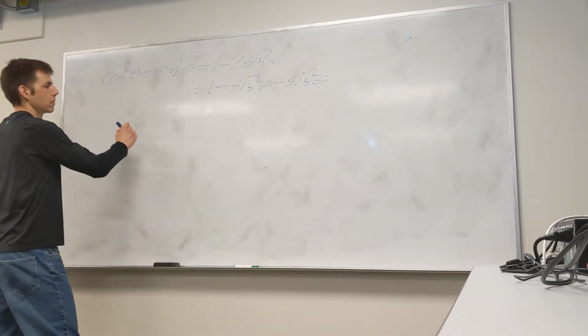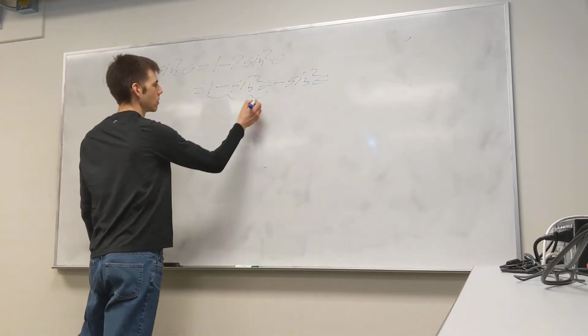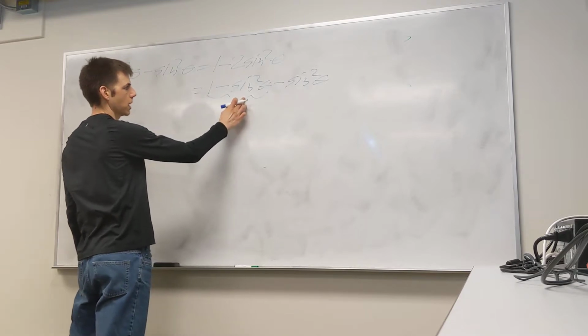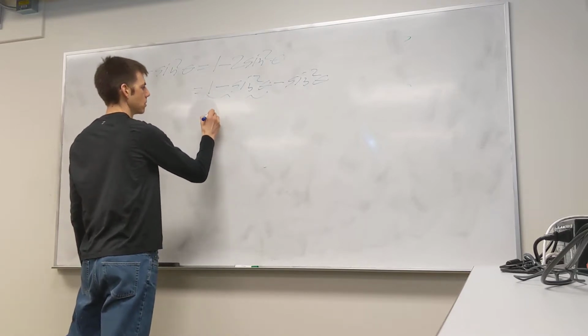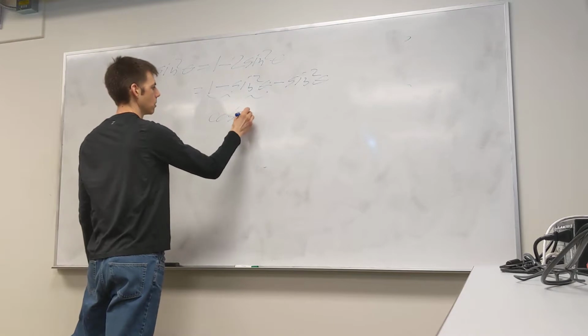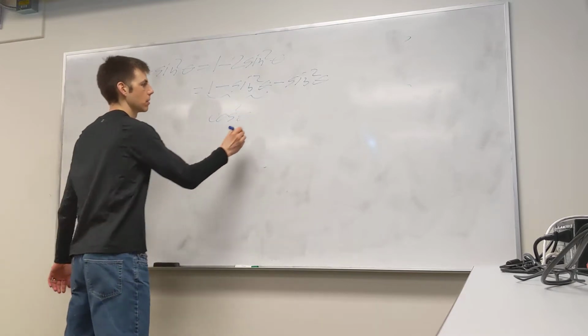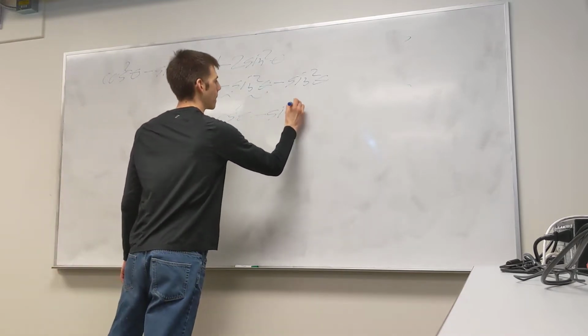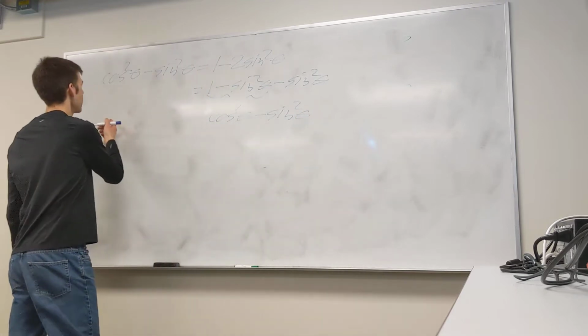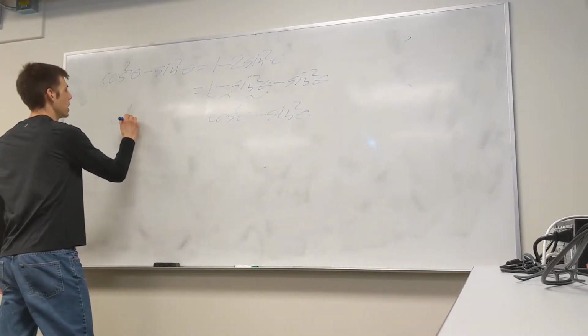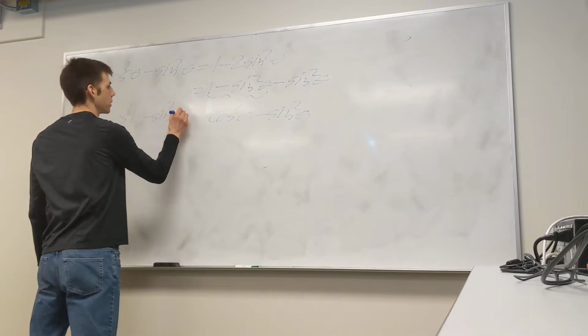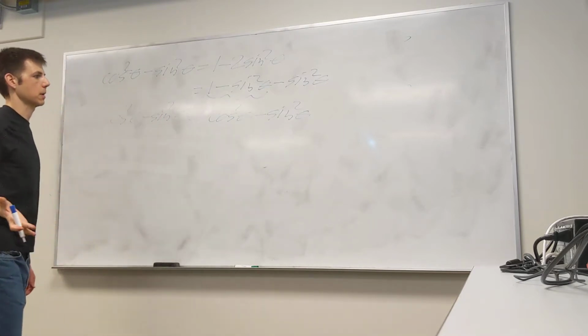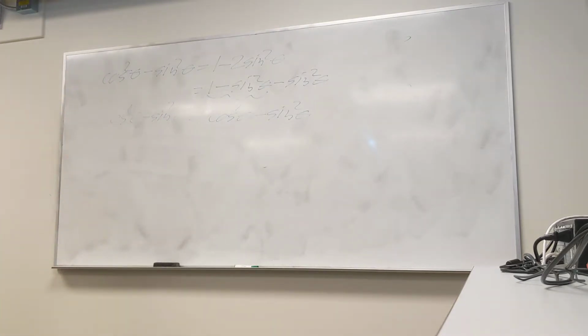And then you can convert one of them. 1 minus sine squared theta is cosine squared theta. And on the left side, I get cosine squared theta minus sine squared theta, which is cosine squared theta minus sine squared theta. Good, right? It's true. Done. Everybody see that?